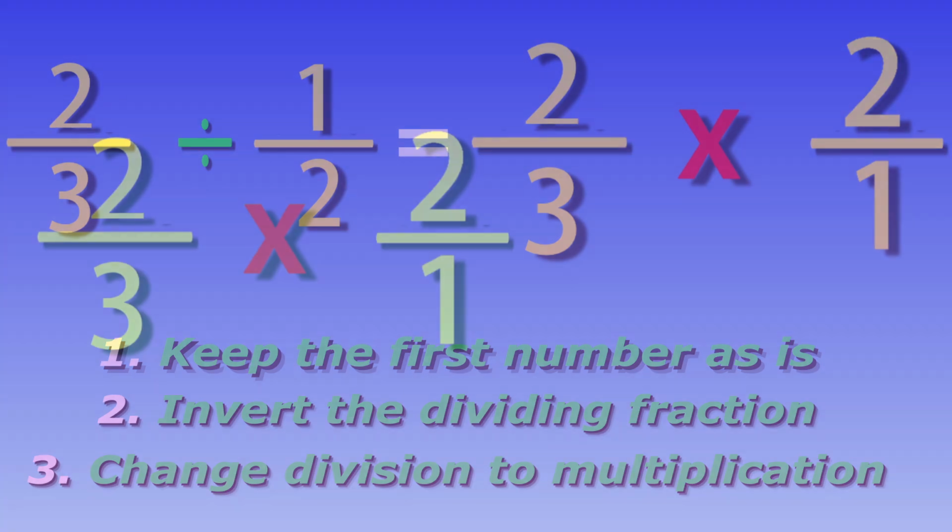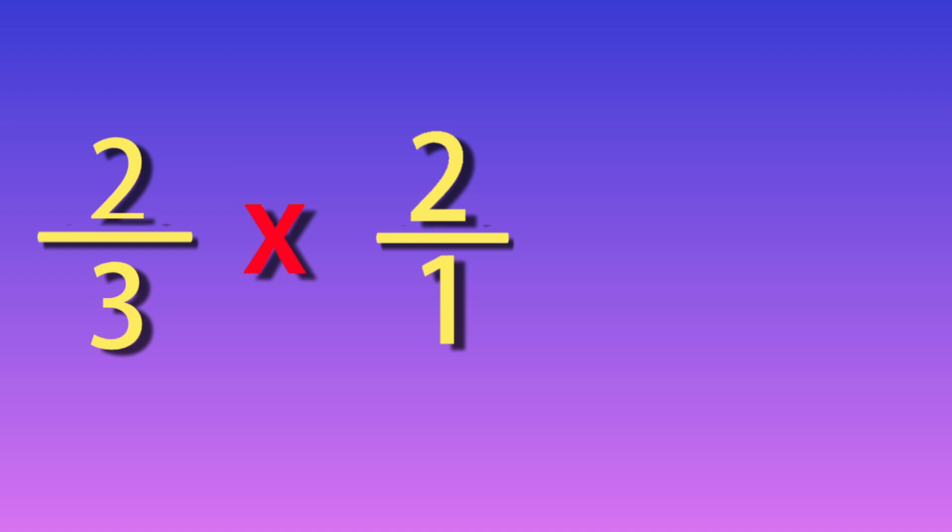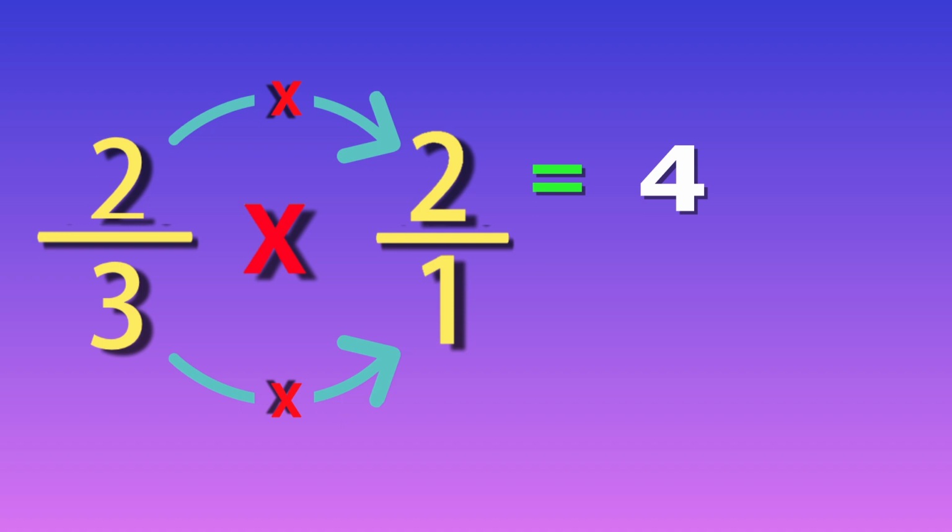Now the problem is converted, we'll use the straightforward method of multiplying numerators together and then denominators together, and simplify the result or convert from an improper fraction if either of these steps are needed. So, with 2 over 3 times 2 over 1, multiplying numerators we get 2 times 2 equals 4, and multiplying denominators we get 3 times 1. So the new fraction is 4 over 3.